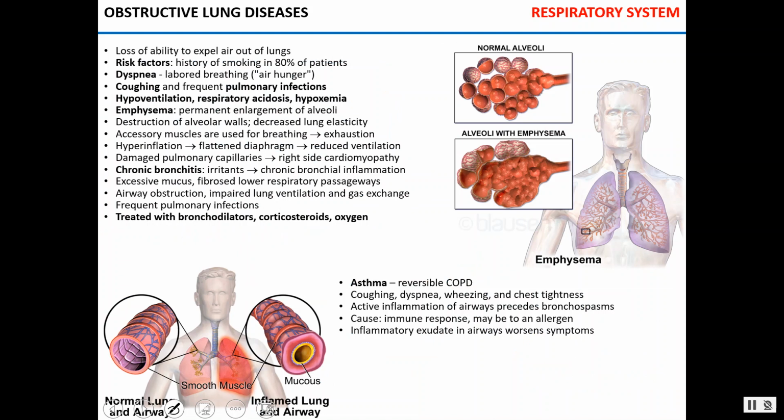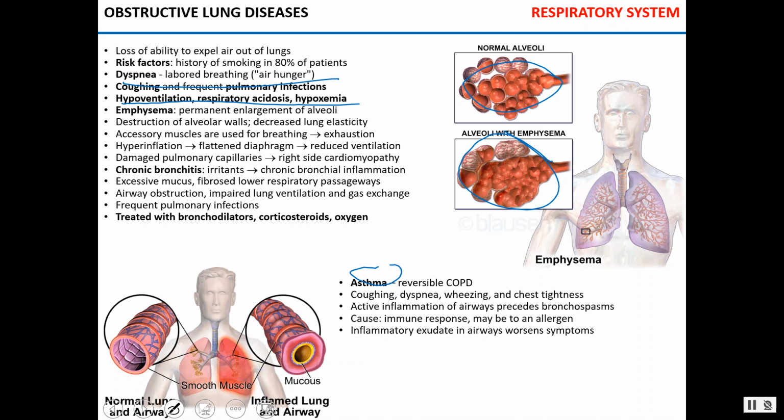Now, lung diseases can be obstructive. It can be constrictive. In an obstructive pulmonary disease, the normal flow of gases into the lungs is obstructed by something. So here you can see some examples of obstructive disease: emphysema, chronic bronchitis, and asthma. Okay, in emphysema, you can see that alveoli get destroyed. That leads to labored breathing, air hunger, frequent pulmonary infections due to the poor ventilation, hyperventilation and hypoxemia, respiratory acidosis, kidney failure.